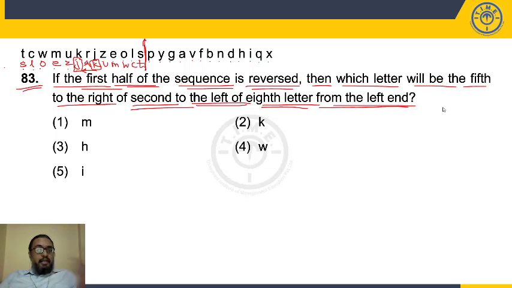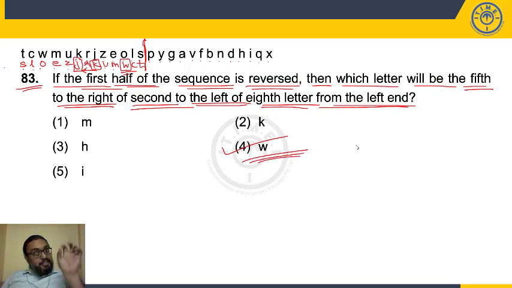Okay. And earlier to that you have fifth to the right. So from J, you count fifth to the right. So 1, 2, 3, 4, 5. Fifth to the right is W. Correct? So which letter is fifth to the right? The answer will be W. So it is choice 4.